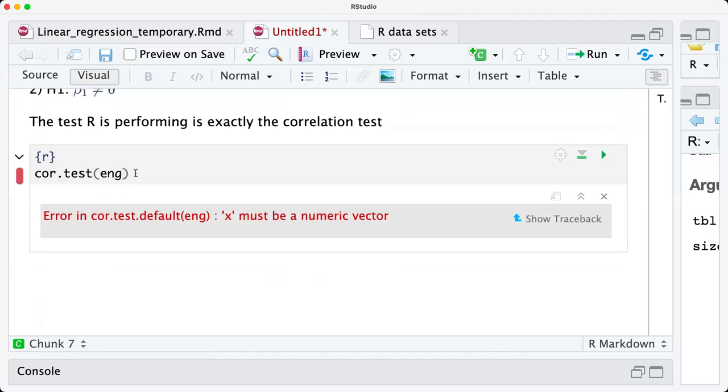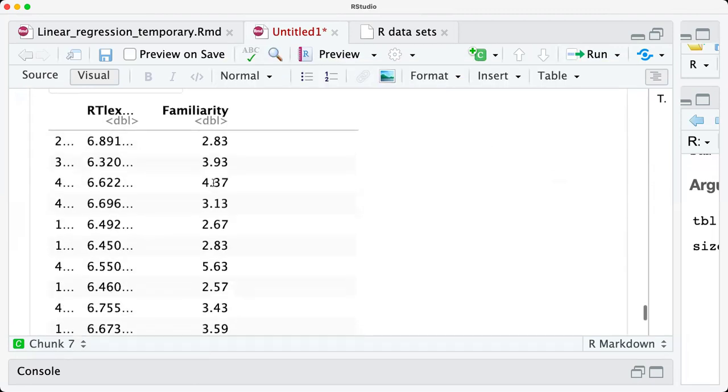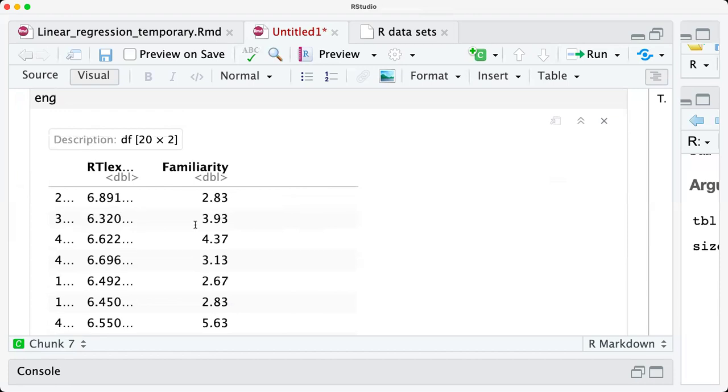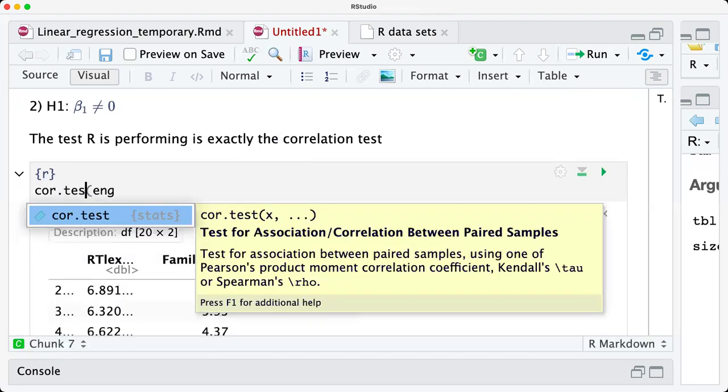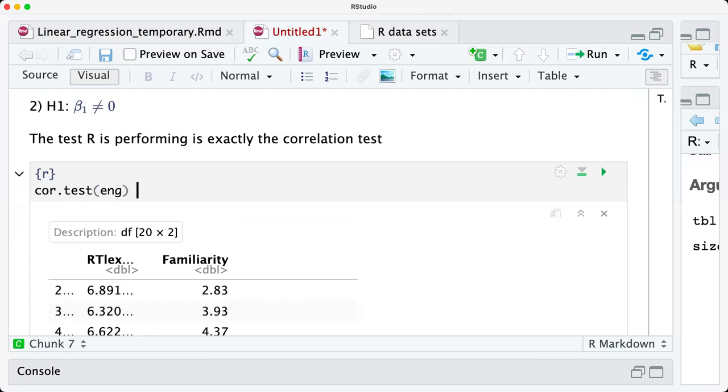English was, if I remember well, a table with two numerical columns. I don't know why it is telling me that. It's not so intelligent. So maybe it's better to do it differently.